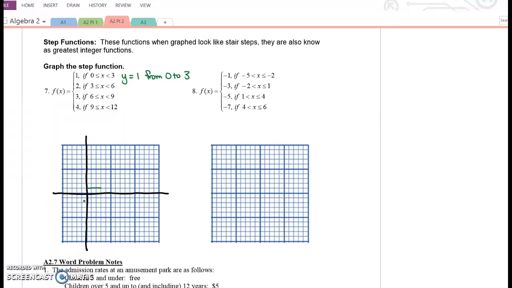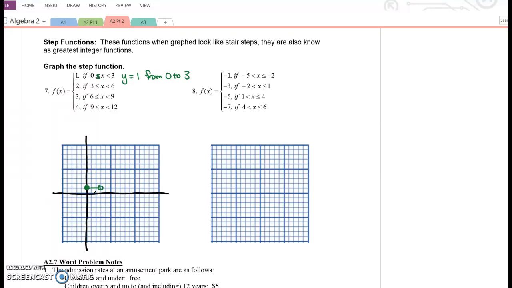Now we need to think about closed circle versus open circle. So look at the conditions. Where it says 0, it would be a closed circle at an x value of 0 because it's less than or equal to. So a closed circle at 0. Then look at the x value 3 in the conditions. Because that's just plain less than, it's going to be an open circle at 3.